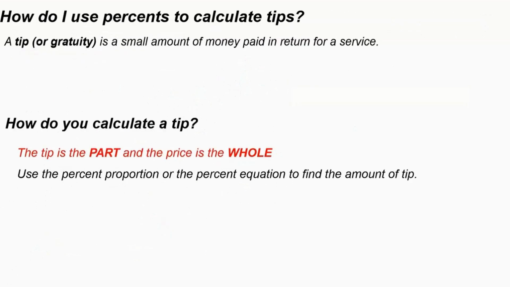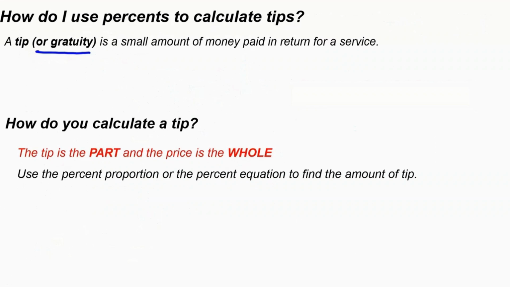So what about tips? How do I use percents to calculate a tip? Well, a tip, or sometimes called a gratuity, is a small amount of money paid in return for a service. So there are some situations in society where you pay a little bit extra when you get a service. That would be like your waiter or waitress at a restaurant, or a taxi, or hotel workers, any service industry. You would pay them a little bit extra for their services, and that's usually a percentage of what your cost was there.